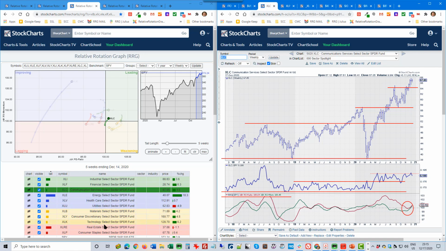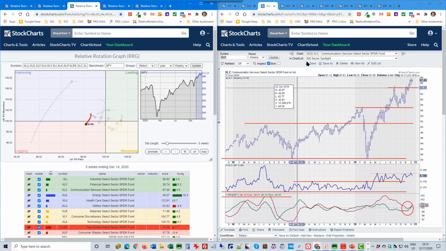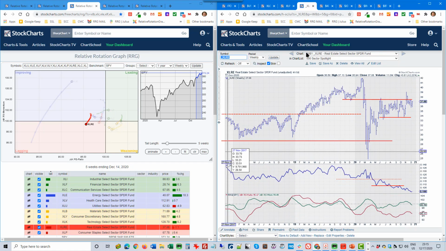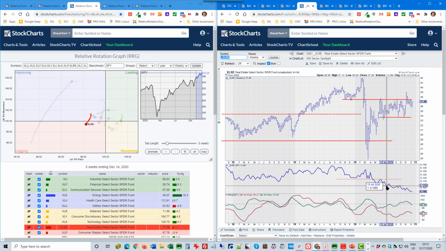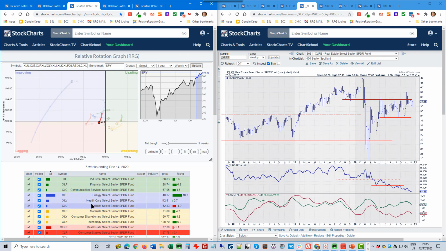I'd like to be a little more careful with real estate. Real estate is rolling back into the lagging quadrant, and you can see on the price chart that especially the relative strength line, after it broke support, continued to move lower. That's dragging both RRG lines below 100 and pushing that tail into the lagging quadrant. And it looks as if XLRE will have a lot of trouble breaking above this horizontal level. The other sector that I think warrants some caution is consumer staples.